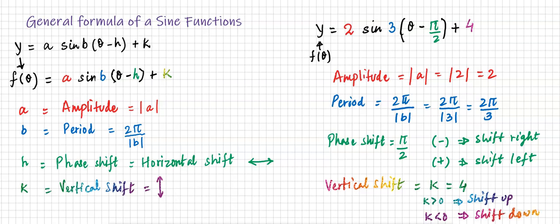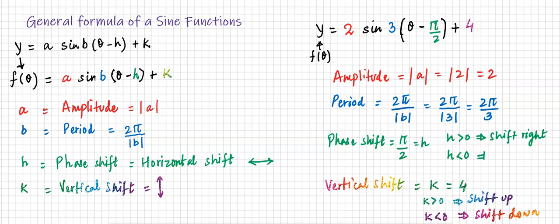In the same way, I would like to write for h as well. So if the value of h is positive, we shift right, and if the value of h is negative, we shift to the left. That's what we do.